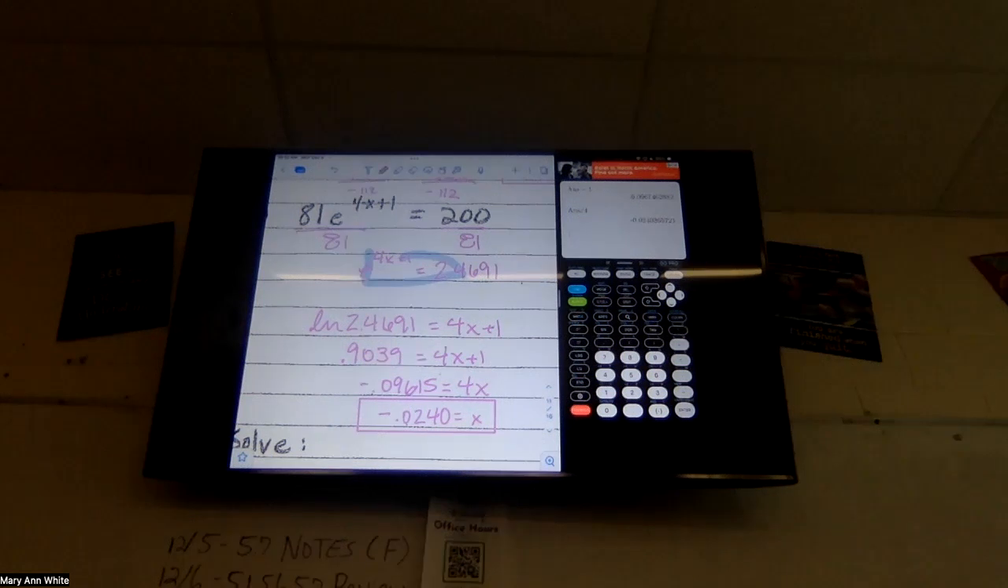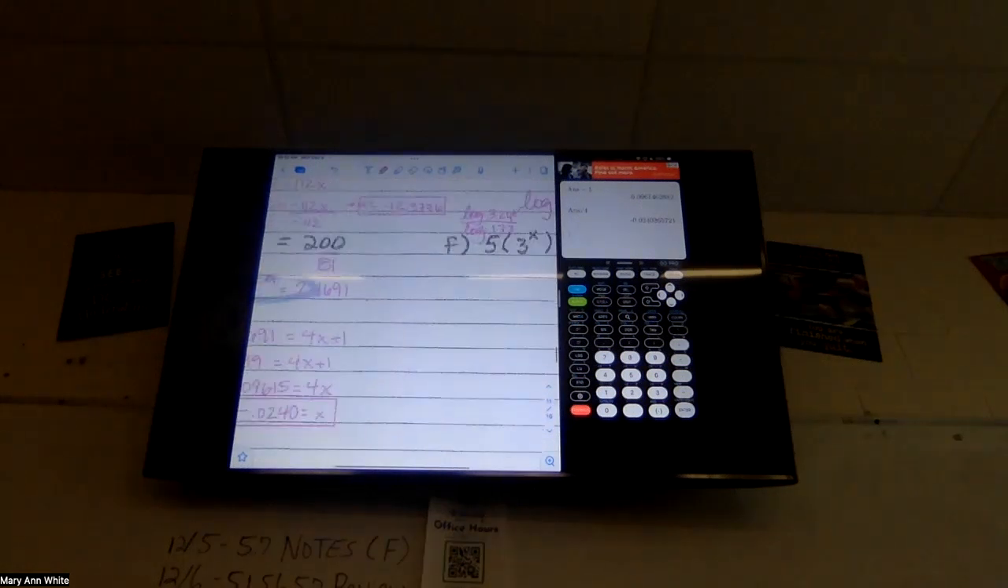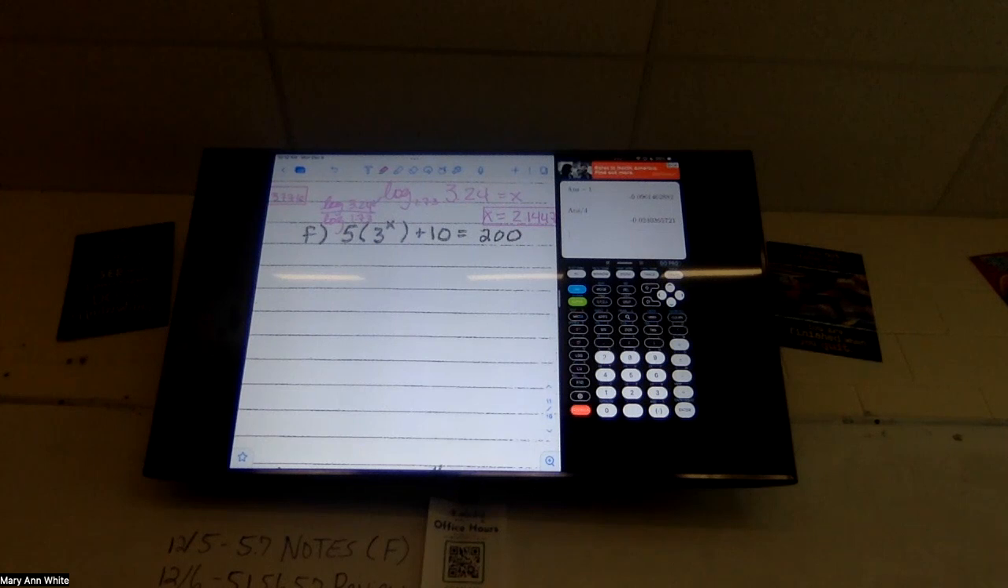Let me jump into letter F. The only hard part about letter F is you have to move 2 things before you're ready to log roll. I would do my minus 10 first. I'd always do my adding or subtracting before I do my multiplying and dividing. So I've got 5 times 3 to the x equals 190. And then I'm going to divide 190 by 5, and I get 38. Now I'm ready to log roll, so I'm going to get log base 3 of 38 equals x.